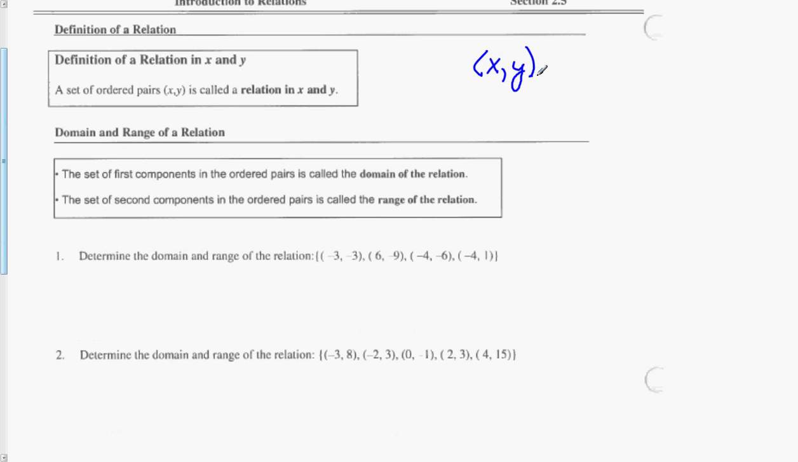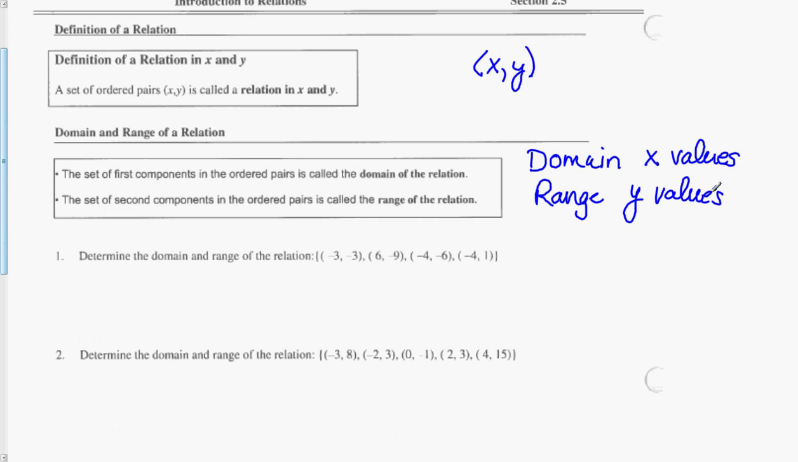The first thing we're going to do is talk about domains. And domains for relations are always our x values. And our ranges are our y values.